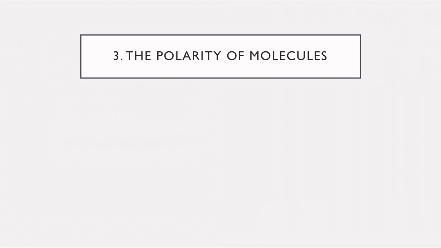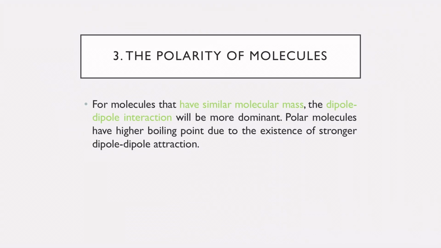So for molecules that have similar molecular mass, nak dekat sama, the dipole-dipole interaction will be more dominant. That means you will be looking at the dipole-dipole interaction that will explain the physical properties. So polar molecules have higher boiling point due to the existence of stronger dipole-dipole interaction. Okay, digest benda tu.